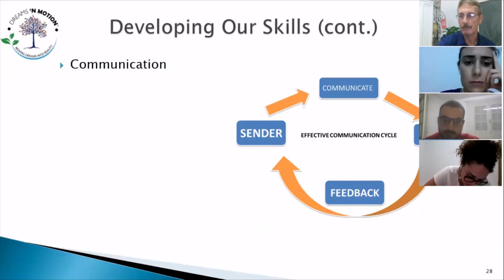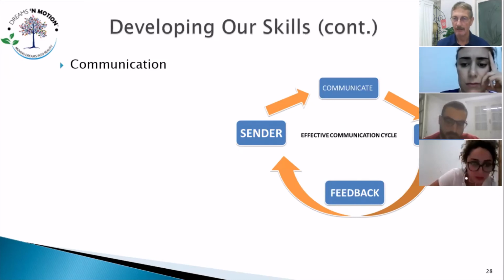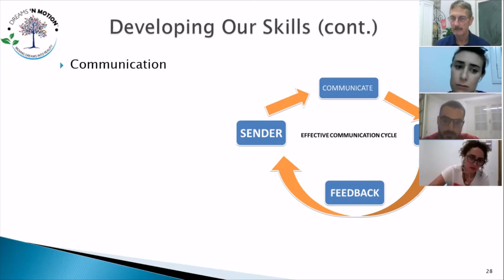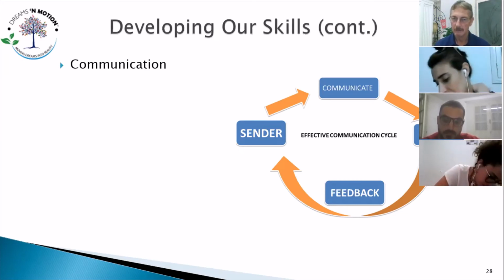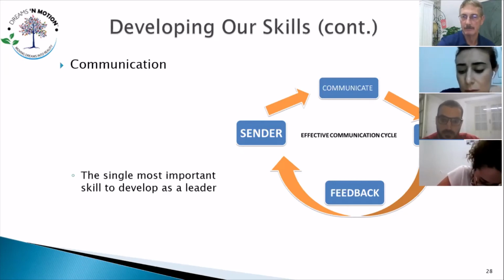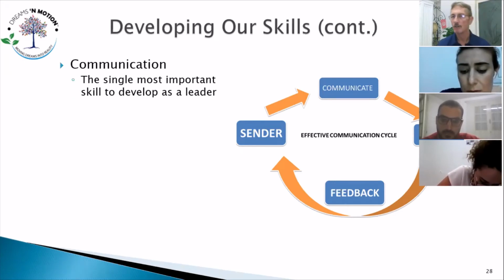Okay, the last one we talked about was communication. So the communication process is very, very simple, okay? You communicate a message, somebody receives that message, right? Sends feedback to the sender, okay? It's a loop, okay? Communication is a loop. So when we think about communication, it's the single most important skill.